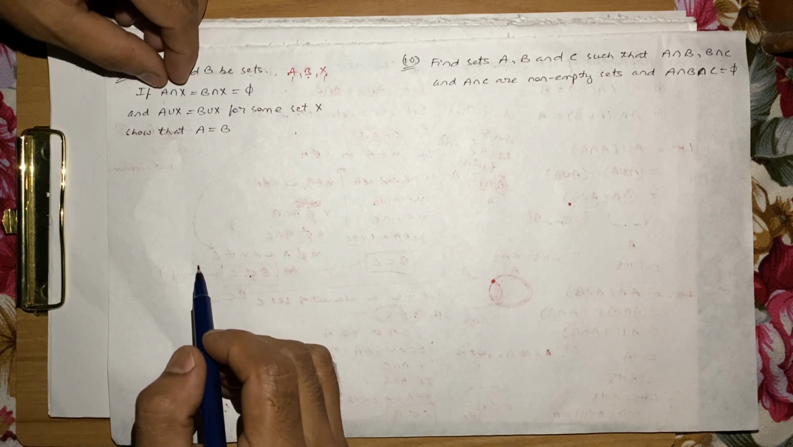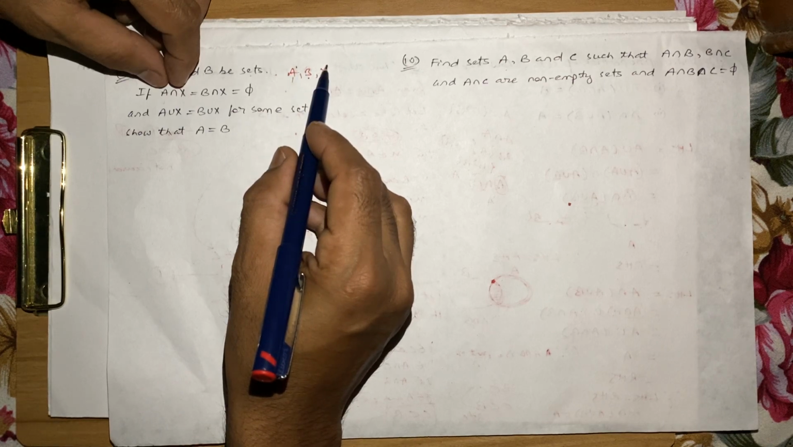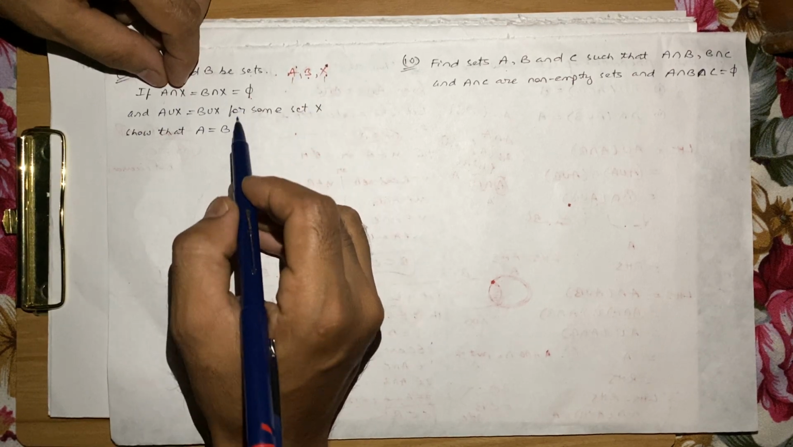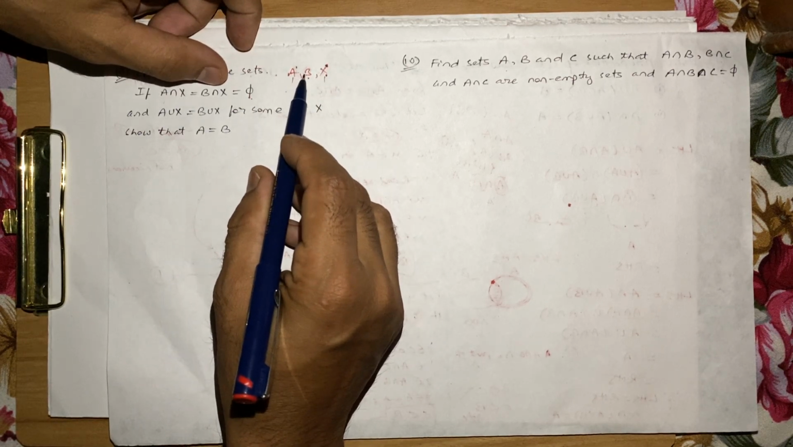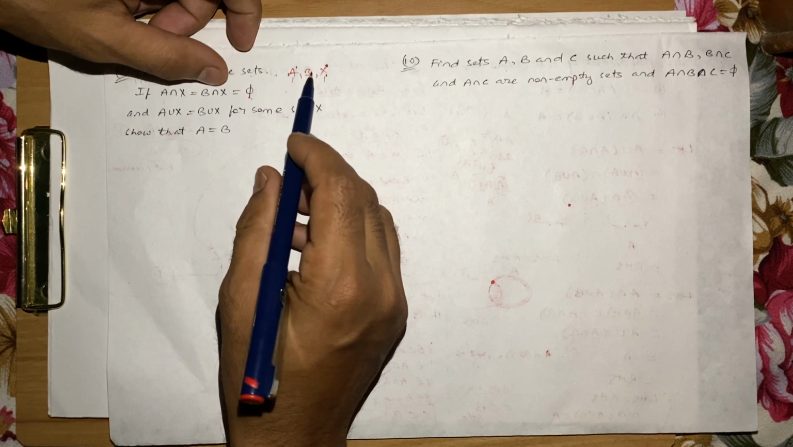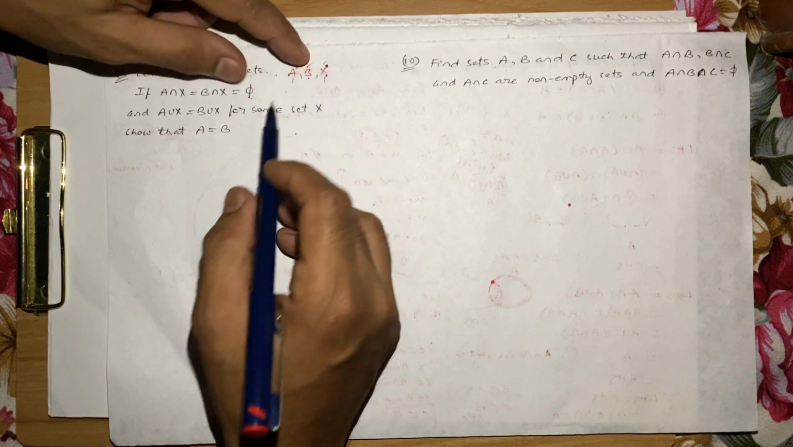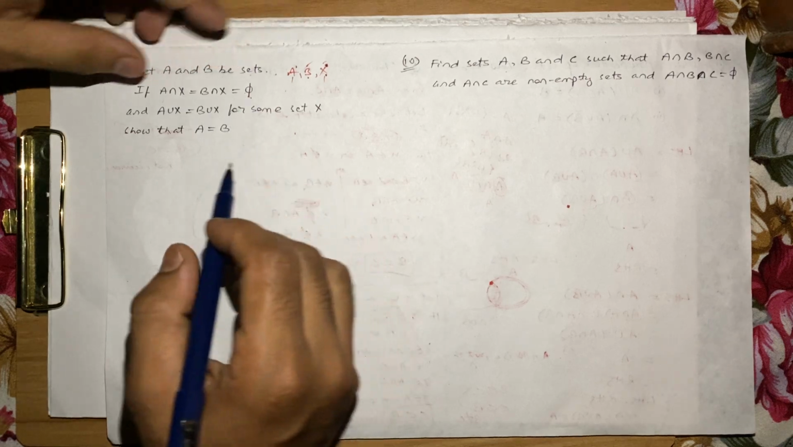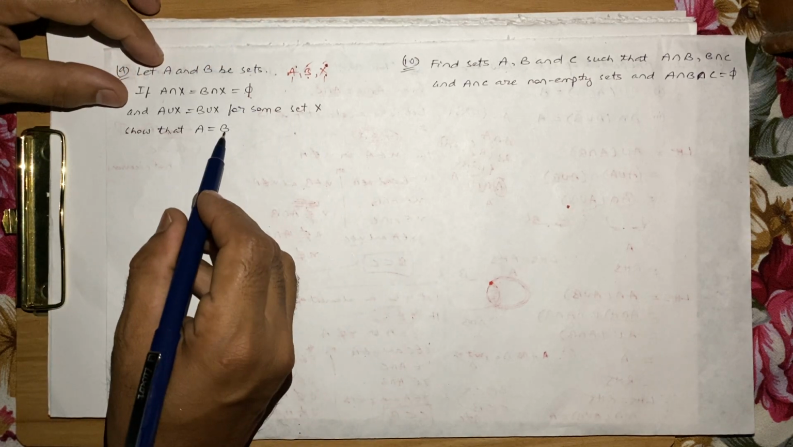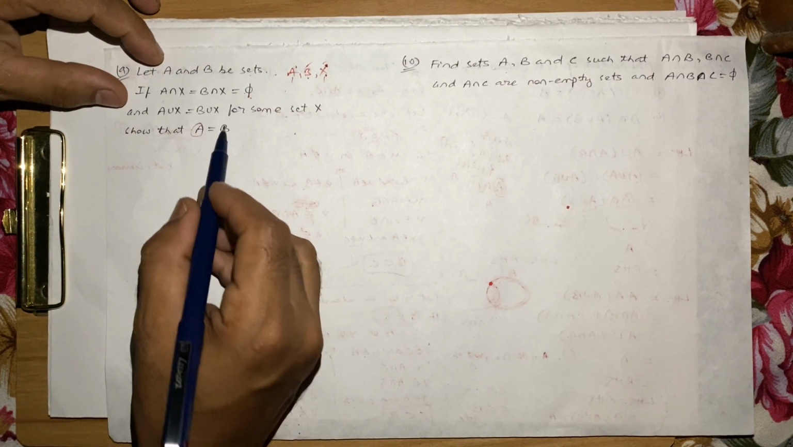Okay, and when you do the intersection of A and X, it will have no elements in it: phi, the null set. And when you intersect, or find the common elements of, set B and set X, there will be no such elements, so it will be phi for some set X. Show that A is equal to B.